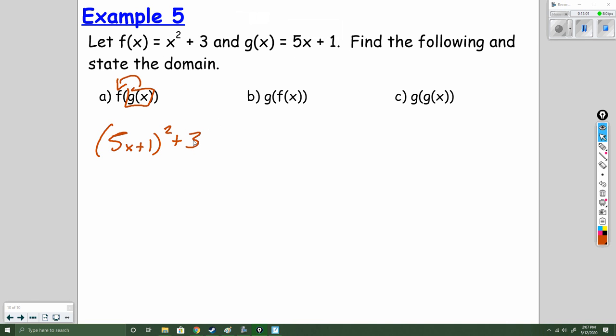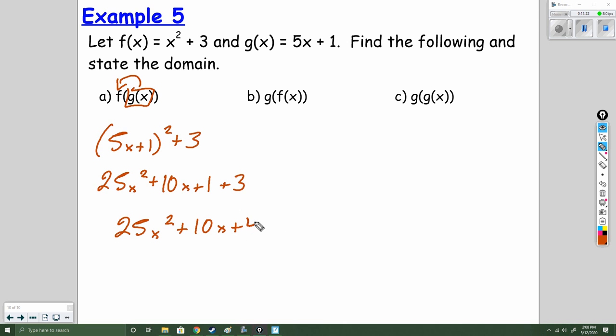So now let's simplify. 5x plus 1 squared would be 25x squared, whoops, 25x squared plus 10x plus 1. And then we have this plus 3, and we're going to combine like terms. And we get 25x squared plus 10x plus 4. We also want to state the domain, and in this case, since there's no denominator and there's no variable in the denominator, the domain is all real numbers.